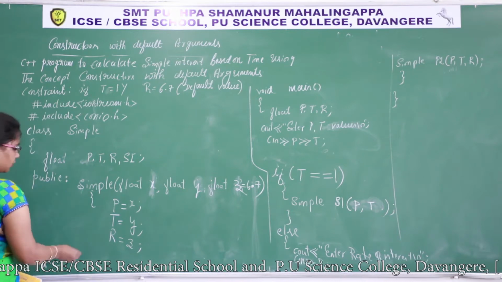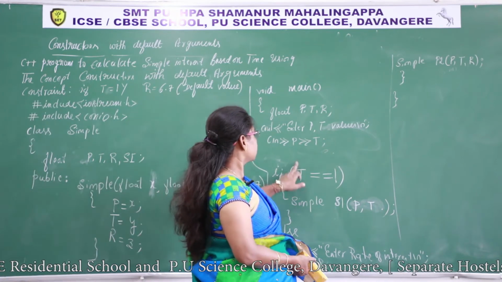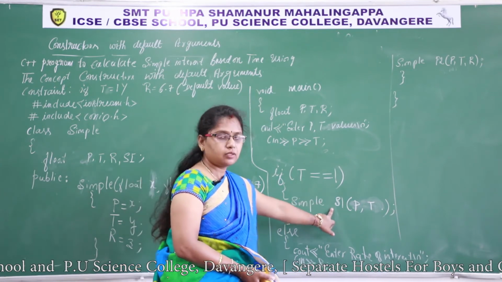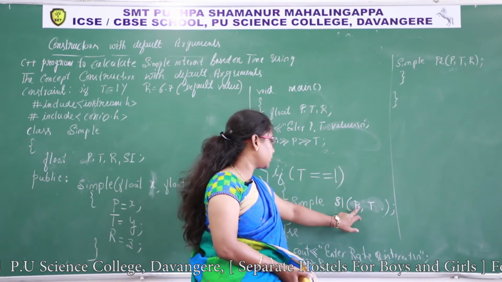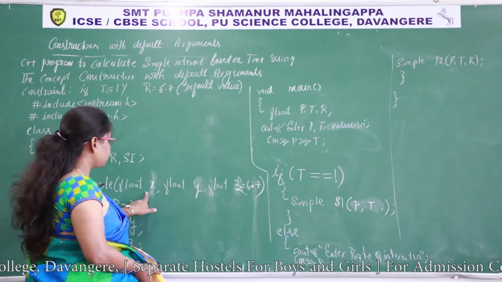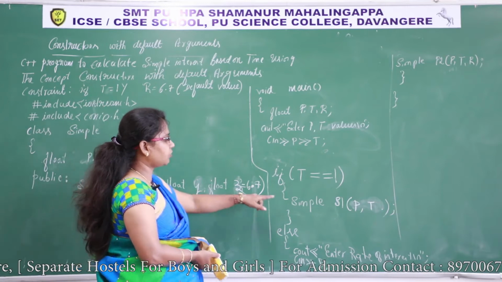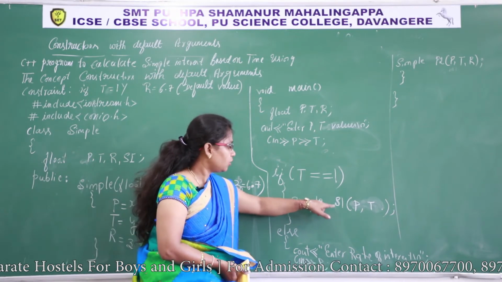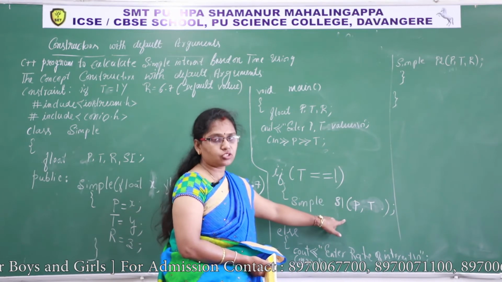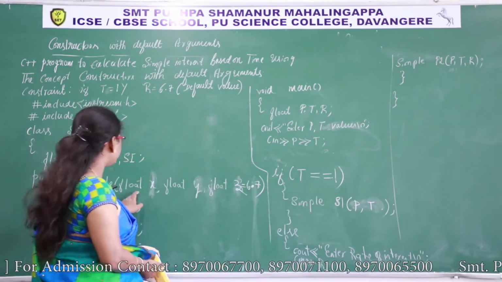Okay. Now, what happens? If this condition satisfies, there is an object S1. So this object is having two arguments, that is P value and T value. Then these values go to here. P value goes to X and T value goes to Y. When this constructor will execute, when this object is created, when this condition satisfies, we have taken a two-argument constructor here. So when this object is created, these arguments go to here.